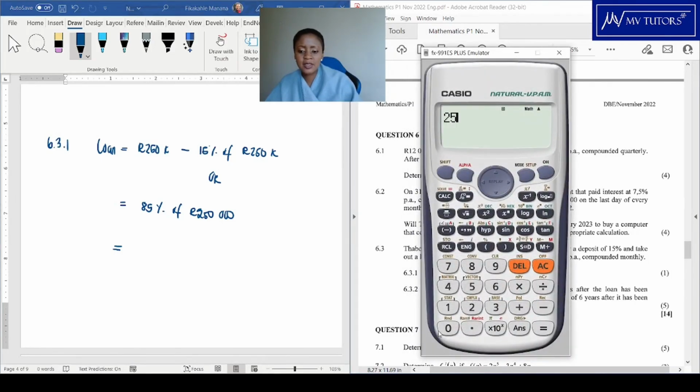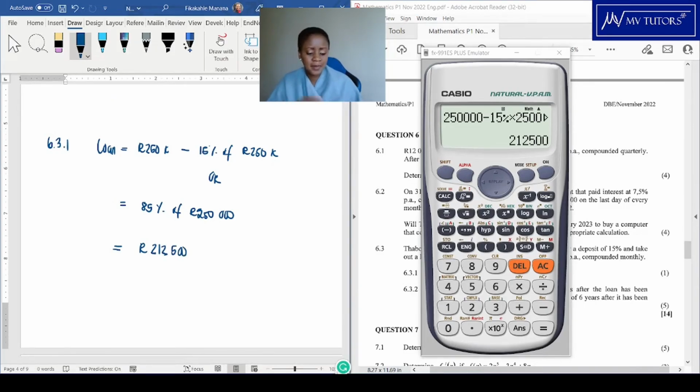So we can say, let's do the first one, 250,000, not 2.5 million, minus 15% of 250,000. Did I put a million here? Yes, I did. So the value of the loan is 212,500. Okay, sorry.